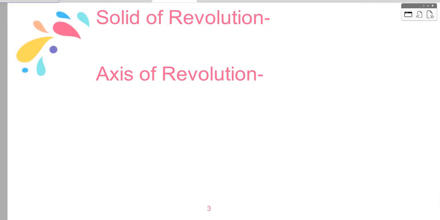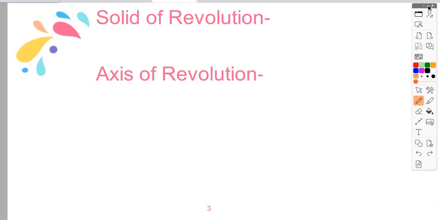At the disk method, there are going to be two important pieces. One of them is what we are rotating, okay? The area or the graph that we're rotating, and that is our solid of revolution.